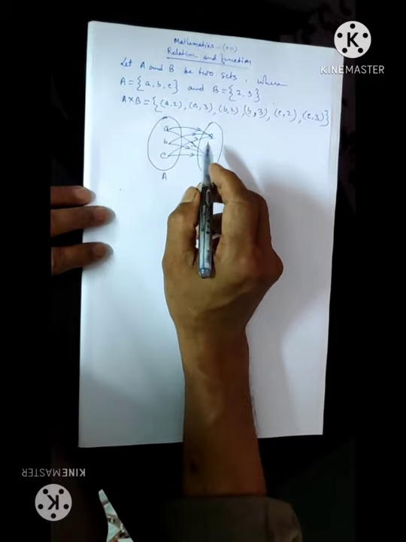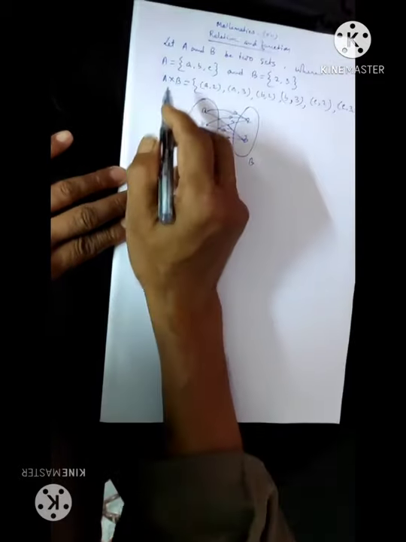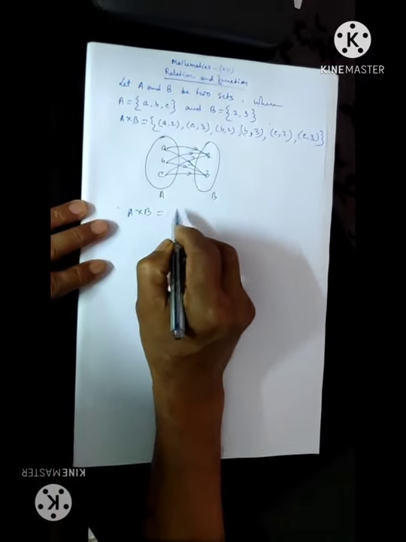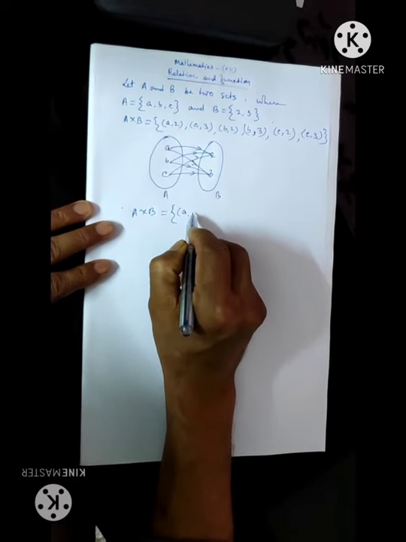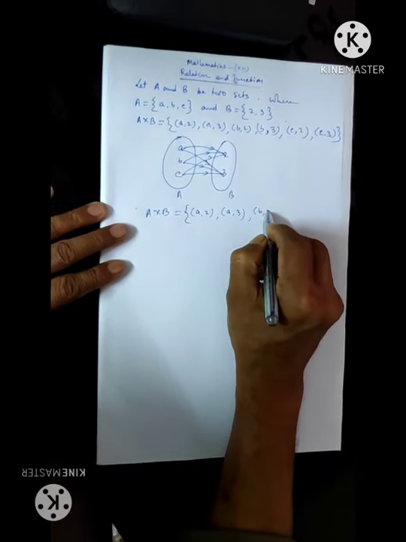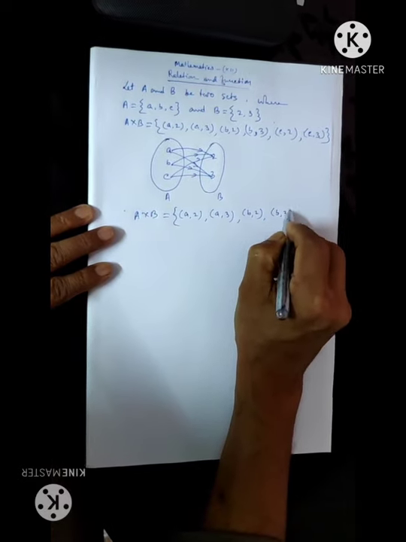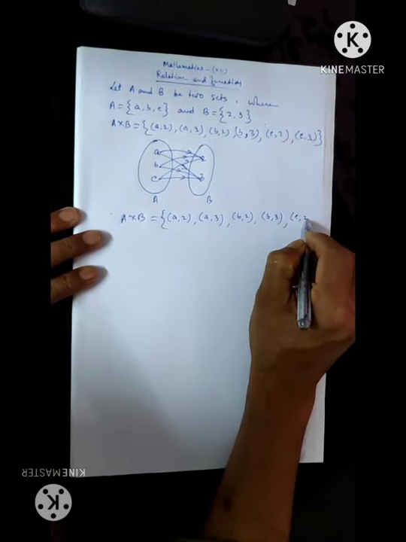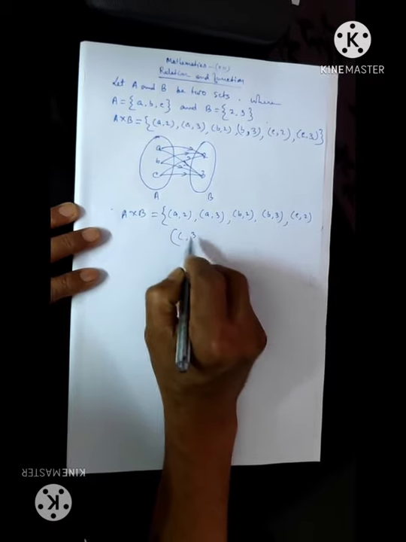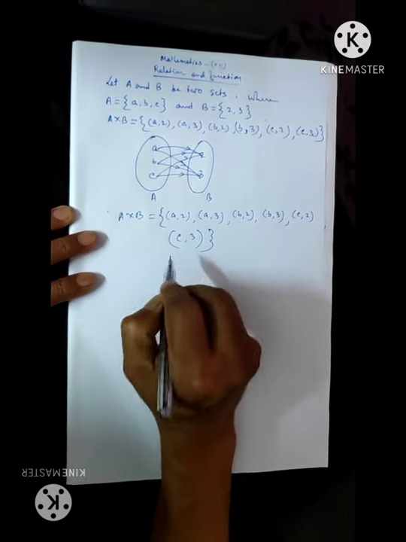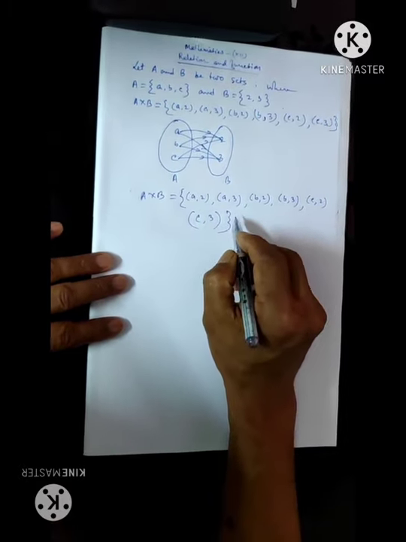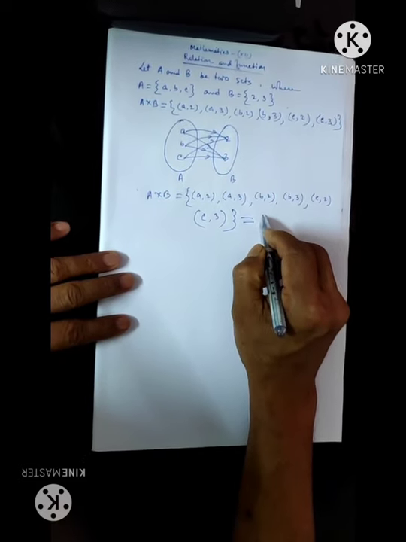These elements of the A cross B, (a,2), (a,3), (b,2), (b,3), (c,2), (c,3), form a set. We say this is a set D.